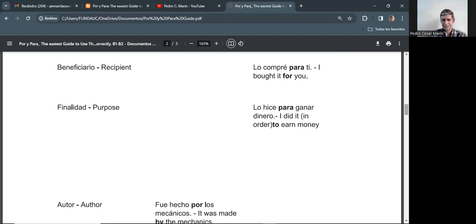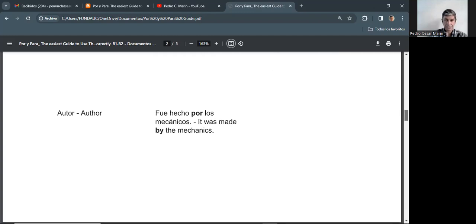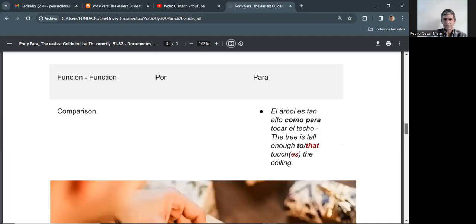Expecting something here and the purpose. Author, only for por, usually on the passive voice, fue hecho por los mecánicos. It was made by the mechanics. And the last one, only para, el árbol es tan alto como para tocar el techo. The tree is tall enough to touch the ceiling. The tree is tall enough that it touches the ceiling, barely, almost, only para.